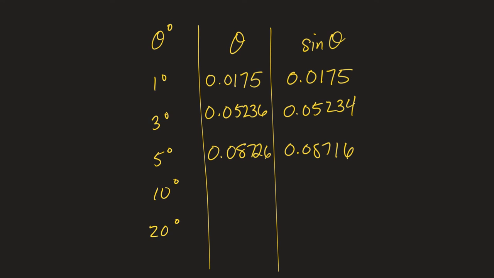Now, I could keep going, but obviously I don't have time. But are you noticing a trend? There will be a point where we can't say this, but for right now, does it look to you like theta equals sine theta? This is called a small angle approximation. A small angle approximation. And it says that theta can equal sine theta for small values of theta.